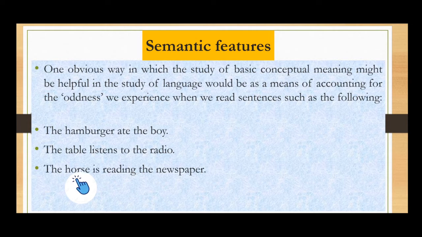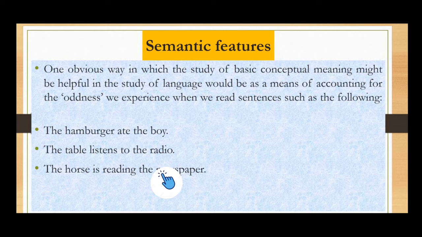Because we know, what does horse mean? Horse is a living entity, but non-human. Horse is not human, and reading the newspaper is the capability of a human being, not of an animal. So that's why the sentence looks odd to us, and this oddness is given to a sentence by the semantic property.